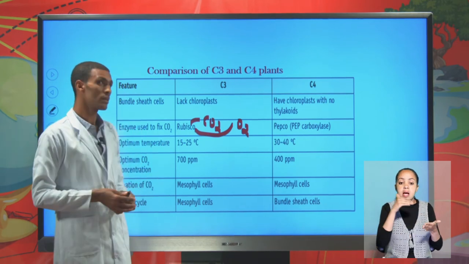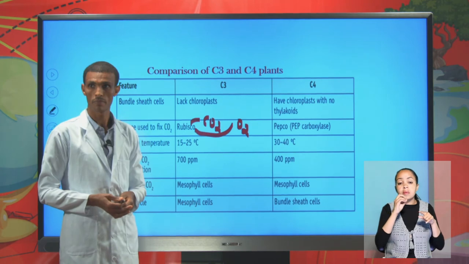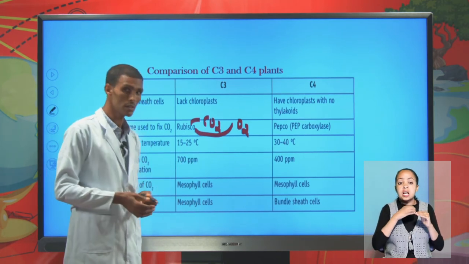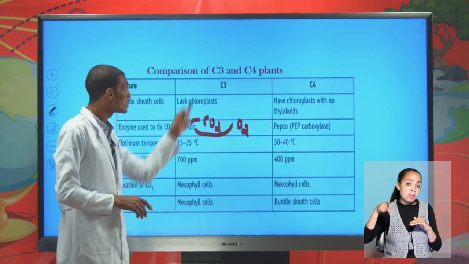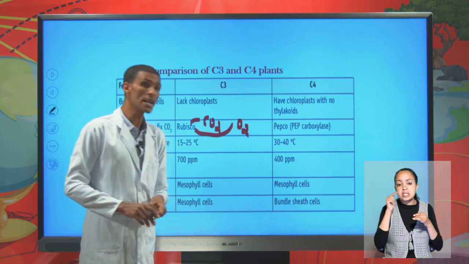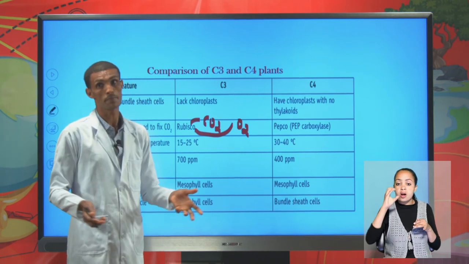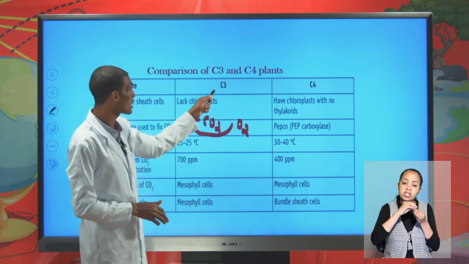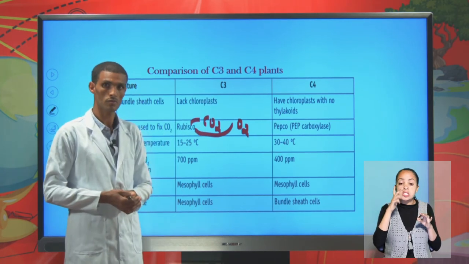And again here, they have different optimum carbon dioxide concentrations. If the concentration of carbon dioxide becomes high, about 700 parts per million, C3 plants can thrive; at about 400 parts per million, which is lower carbon dioxide, they can also survive. So, increasing the concentration of carbon dioxide is very effective for C3 plants.